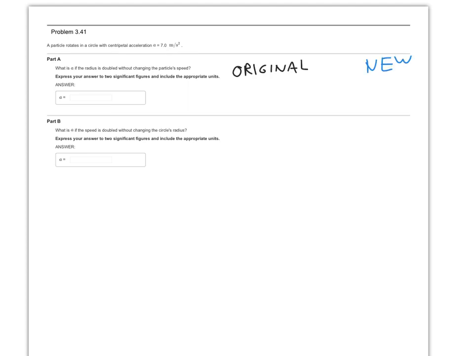So in our original situation, we have our equation, centripetal acceleration is v squared over r. So I know that my acceleration is 7. So 7 is going to be equal to v squared divided by the radius of the circle. In my new situation, I don't know my centripetal acceleration, so I'm just going to leave it as an a, and that's going to be equal to v squared divided by 2r, because it tells me that my radius is doubled.